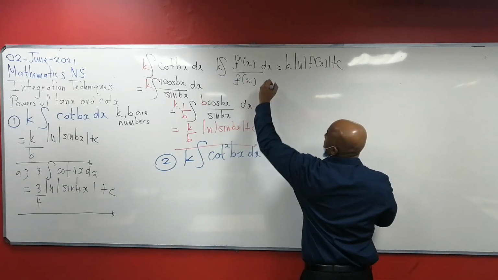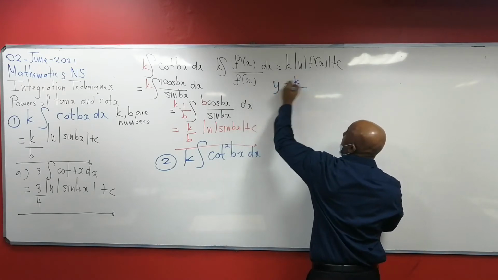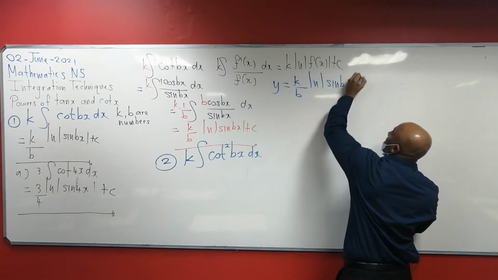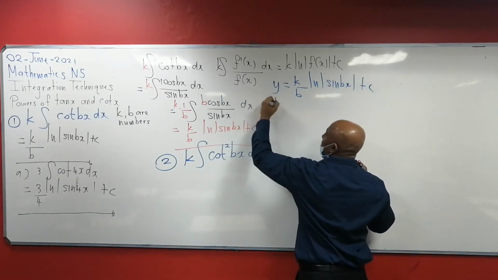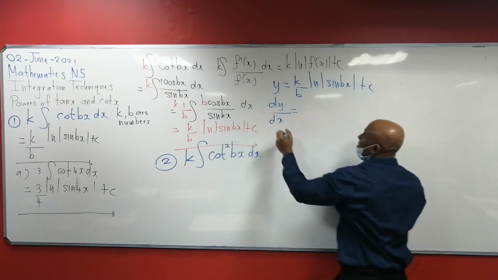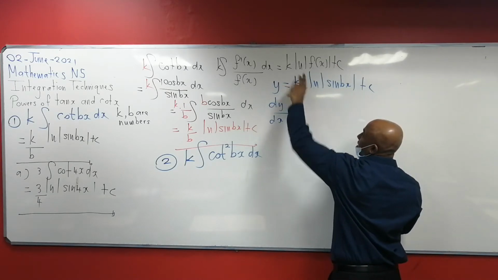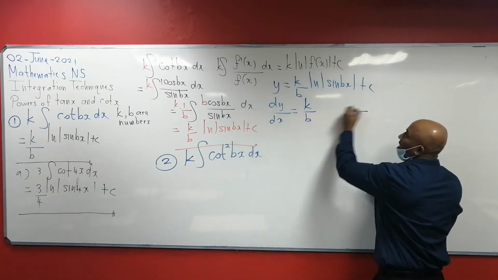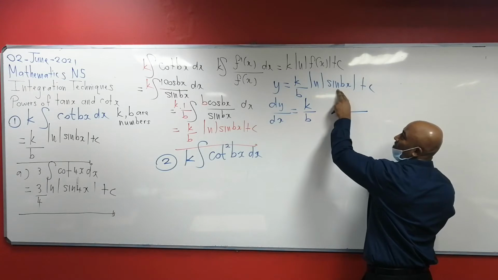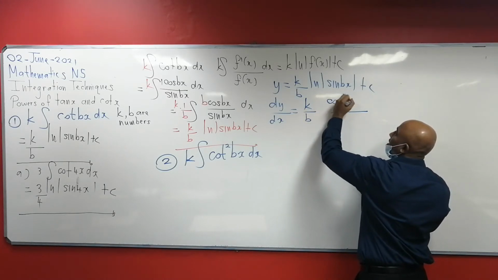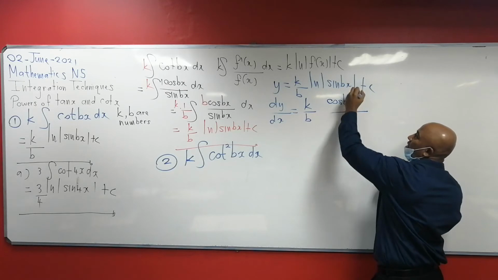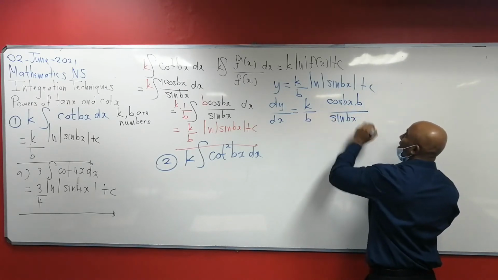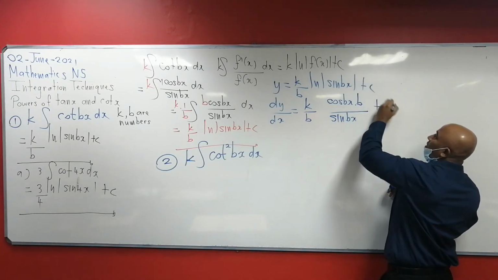So if I state y is equal to k over b ln of sine bx plus c, and if I want to differentiate it, dy over dx, well, k over b is a number, and then you have ln f of x. The formula is f prime x over f of x. So what is the derivative of sine bx? Cos bx times the derivative of bx, which is b, over sine bx, plus the derivative of any number alone, 0.